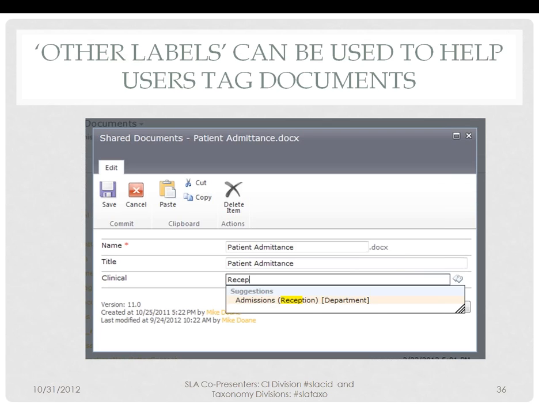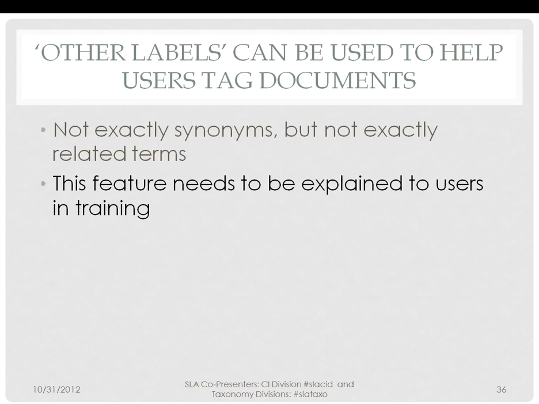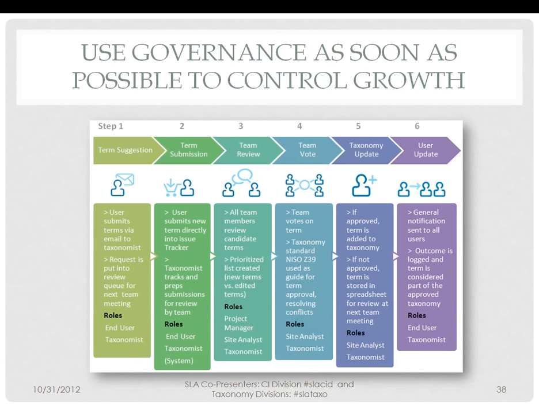And here's an example of that. I can start typing in reception, and you can see it's highlighting the word reception in parentheses. That indicates it's the other label. But really, the admissions is the preferred term to use there. So if I clicked on this, it would put the word admissions in the box, but not the word reception. So not the greatest, but still better than nothing, because it's better that as they're typing in reception, they see their word and click on it and apply the term admissions.